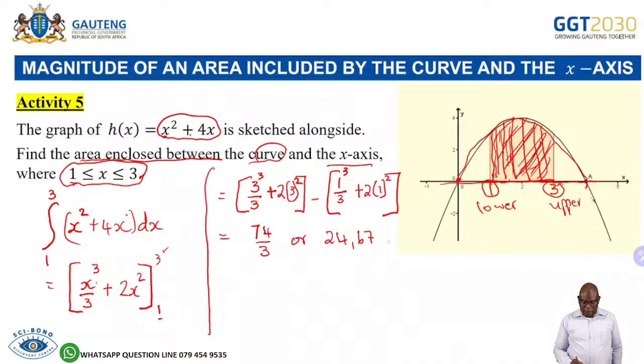If I do all this, the answer should be 74 over 3, or 24.67. Remember this, now we are talking area, so that's why we put units squared. You must always put your units squared, don't forget to do that. The first one was substituted by 3, the next one by 1. So the area of this part is approximately 24.67.